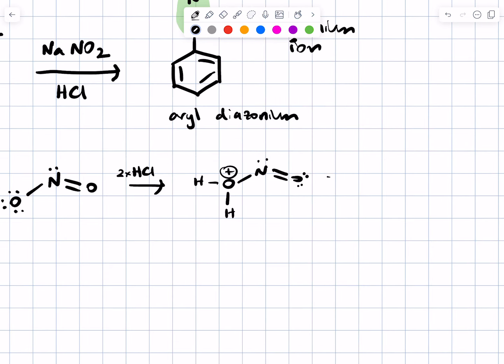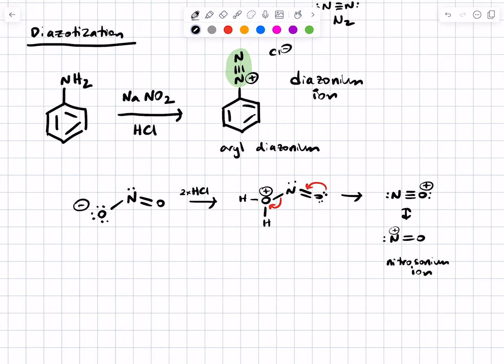Then it would be a simple case of kicking off a good leaving group to get to the key electrophile here, which you can draw as this resonance structure as well. This is called the nitrosonium ion, and it is your electrophile in the diazotization reaction. Basically, the nitrogen-nitrogen bond comes from attack of the aniline nitrogen on the nitrosonium nitrogen. And then what happens next is a lot of tautomerization, and ultimately the oxygen comes off as water, and that establishes the double bond.